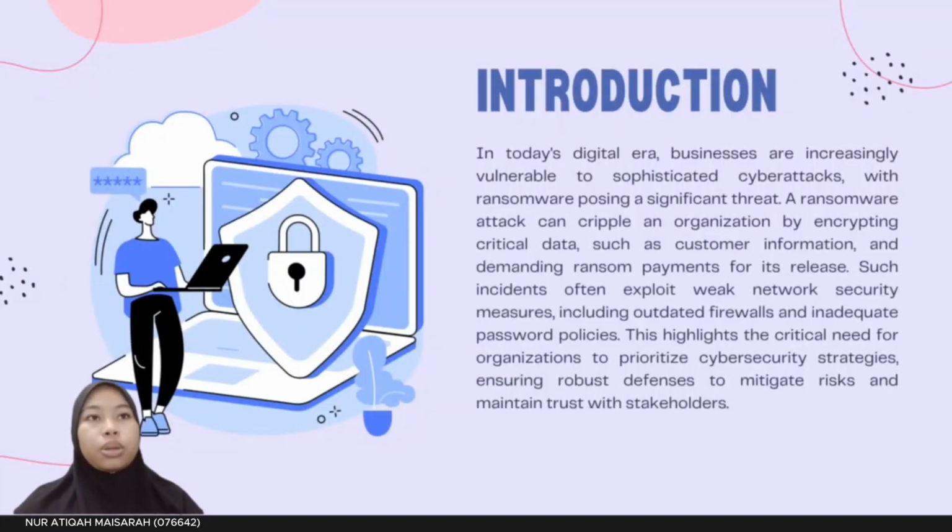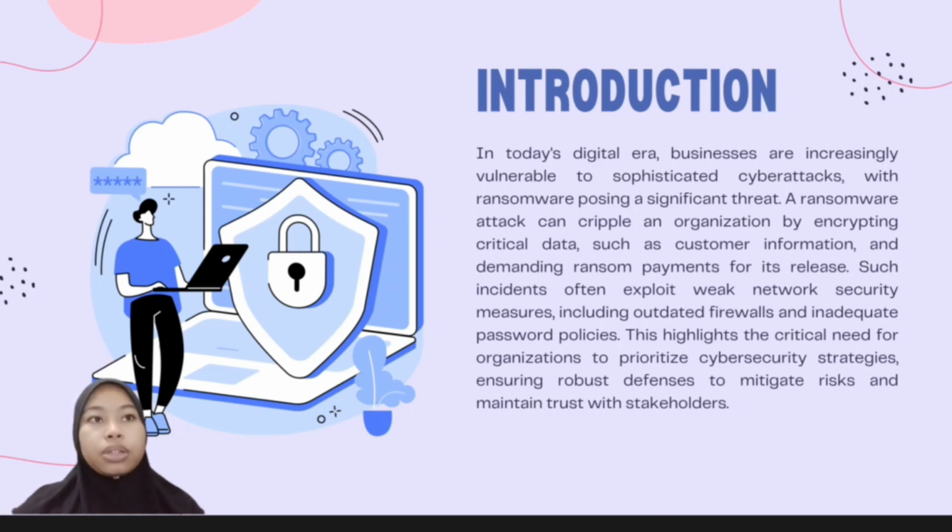In today's digital era, businesses are increasingly vulnerable to sophisticated cyber attacks, with ransomware posing a significant threat. A ransomware attack can cripple an organization by encrypting critical data, such as customer information, and demanding ransom payment for its release. Such incidents often exploit weak network security measures, including outdated firewalls and inadequate password policies.